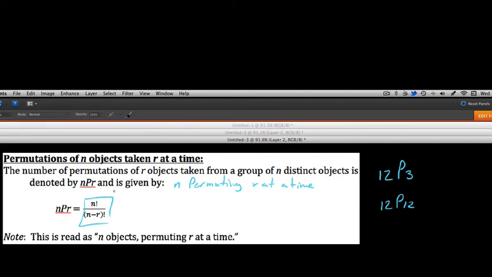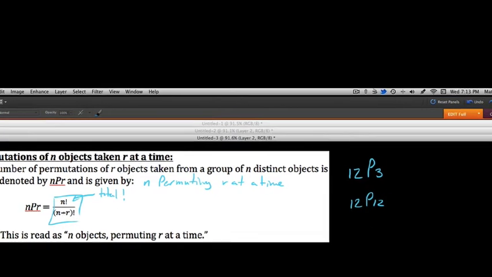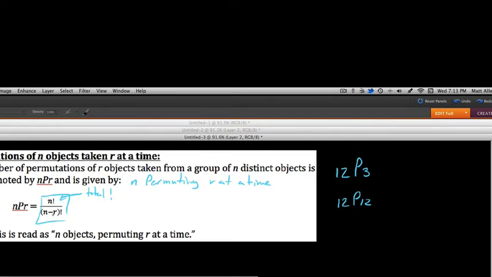We read this as n objects permuting r at a time, or ordering r at a time. We say it always comes out to be n factorial, or total number of objects factorial, over the difference between the total and how many we're ordering at a time.